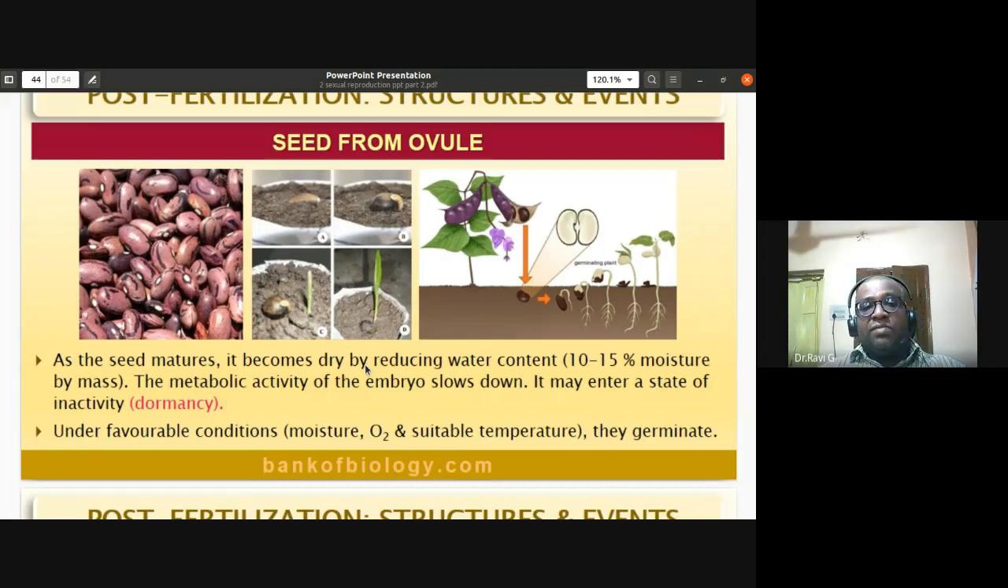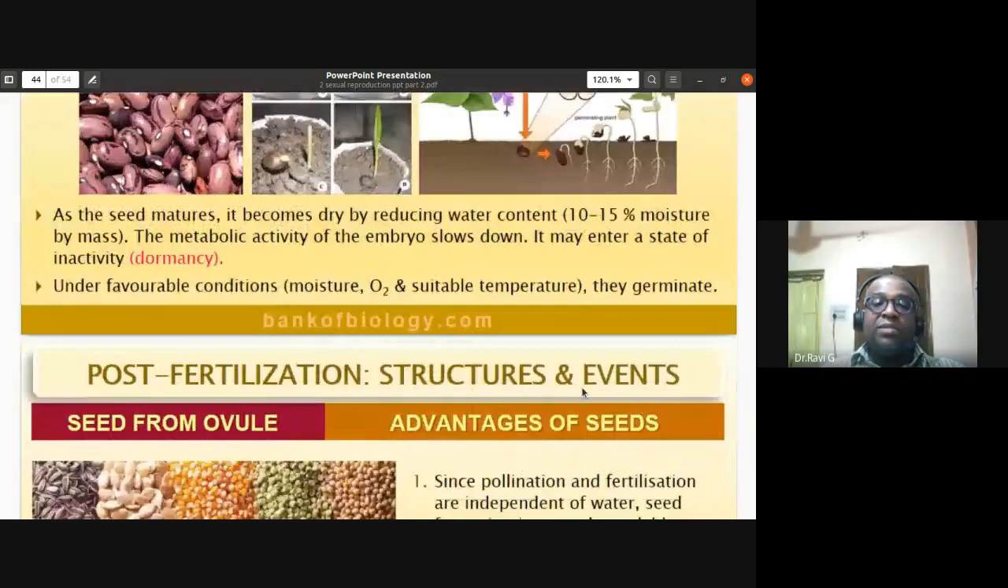So when the seed matures, it becomes dry and reduces its water content. What are the changes happening when the seed becomes mature? You should note that the seeds become dry, reducing their moisture content to 10 to 15% of their mass. The metabolic activity of the embryo slows down. It enters a state of inactivity, which we call seed dormancy. Under favorable conditions, that is moisture, oxygen, and suitable temperature, the seeds germinate, or else they remain in this inactive state, or seed dormancy.